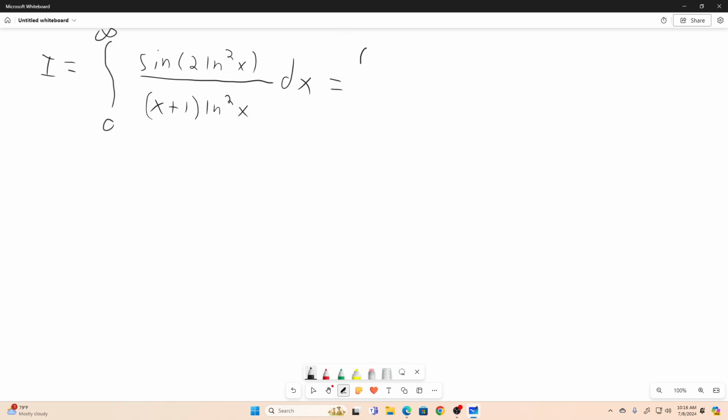And if you want to do that yourself, go ahead. But what you'll end up with is this: the integral from 0 to infinity of sine of 2 natural log squared x over x times x plus 1 times natural log squared x. So it's almost the same thing. These two integrals have the same value with the substitution u is equal to 1 over x.